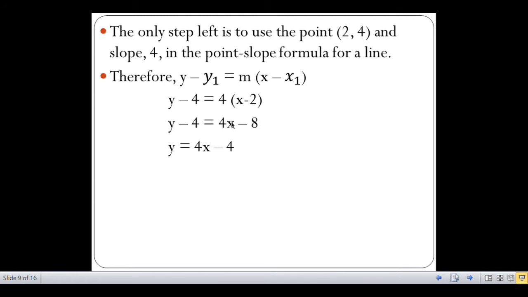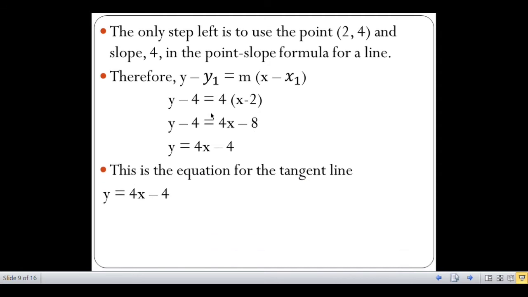So, yung negative 4, i-transpose natin sa right side. So, natira na lang is y equals 4x and then negative 8 plus 4. Diba kasi negative, so magiging positive pag transpose natin. So, negative 8 plus 4, we have negative 4. So, therefore, this is the equation for the tangent line. So, our equation is y equals 4x minus 4. Okay? So, ito na po class yung final answer natin, which is, ito yung pinapahanap sa atin, the equation for the tangent line.